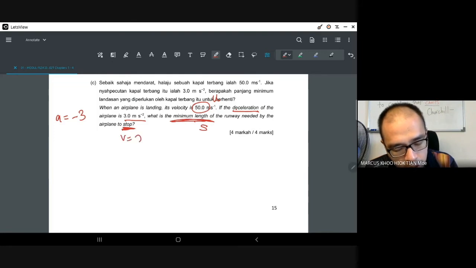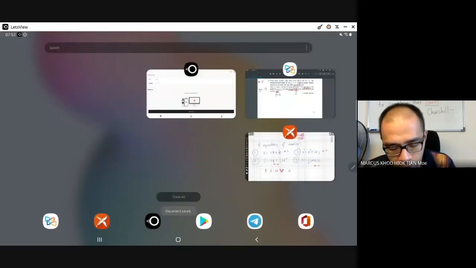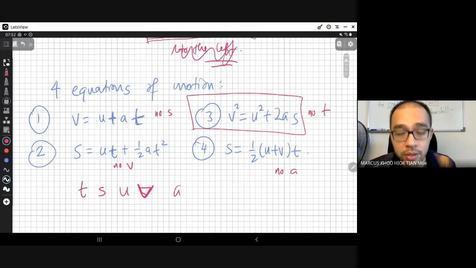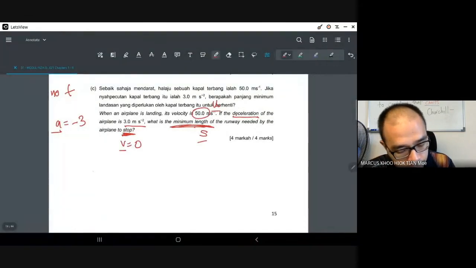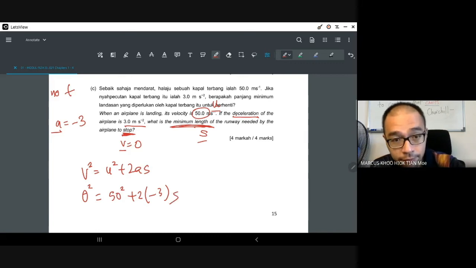V equals 0. So we have V, we have A, we have U, we have S. This is the Null T formula. V squared equals U squared plus 2AS. You substitute correctly. 0 squared equals 50 squared plus 2 times negative 3. Very important that it is negative.